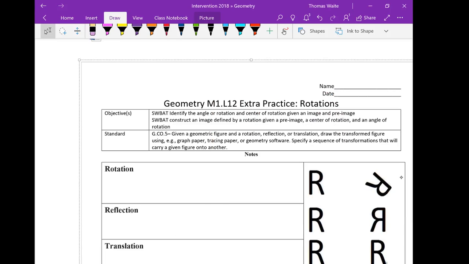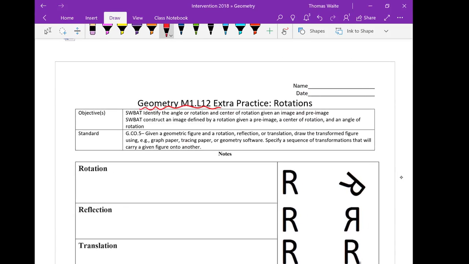Hey geometry students, this is some extra practice from your lesson 12 in your core class where you started to talk about your rigid transformations. In this extra practice, we're just going to focus on rotations.